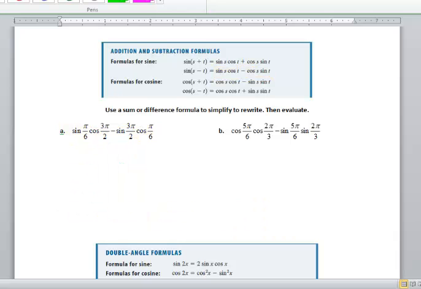Now with part B, you can see that this one, cosine of 5 pi over 6 cosine of 2 pi over 3 minus sine of 5 pi over 6 sine of 2 pi over 3, looks very similar to this, which is the right side of the cosine of a sum formula, where s is being played by 5 pi over 6 and t is being played by 2 pi over 3. So what I can do is write this as the cosine of a sum, and that sum would be 5 pi over 6 plus 2 pi over 3.